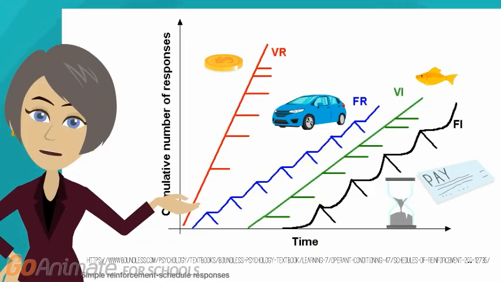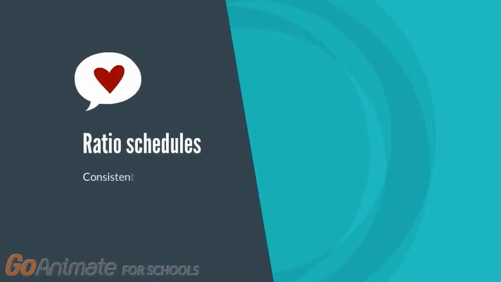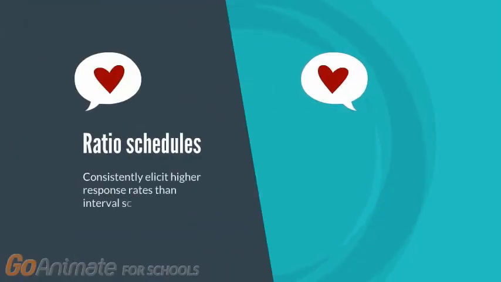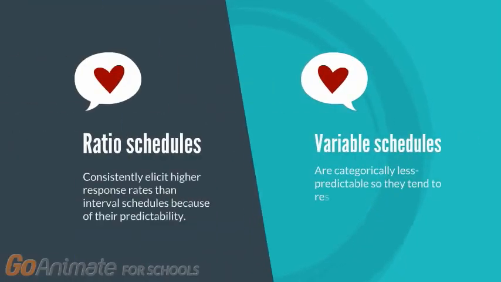Variable interval schedule is unpredictable, and it produces a moderate steady response rate. The example for that was fishing. And fixed interval schedule yields a scallop-shaped response pattern. This reflects a big pause after reinforcement, and the example for that was hourly employment. Each of these schedules has different advantages. In general, ratio schedules get a higher response rate than interval schedules because of their predictability. Variable schedules are less predictable, so they tend to resist extinction and encourage continued behavior.